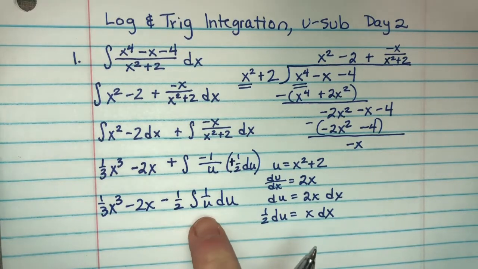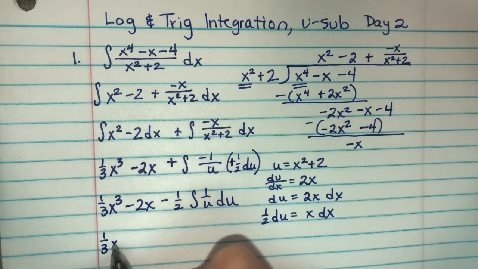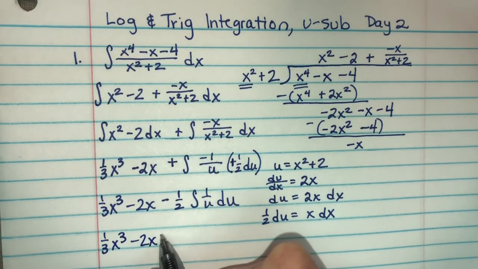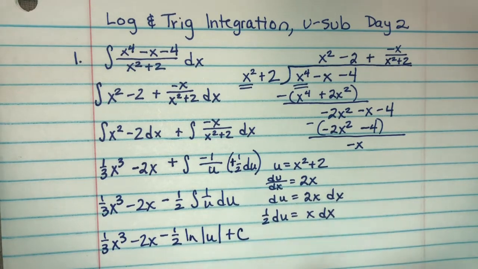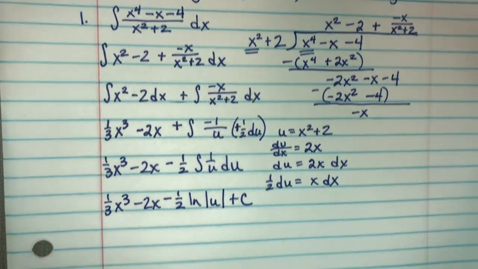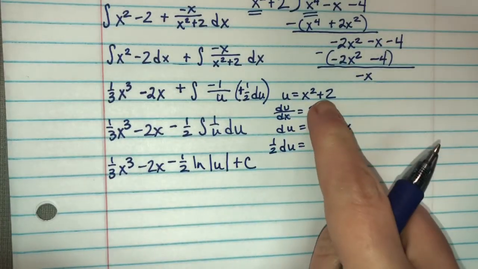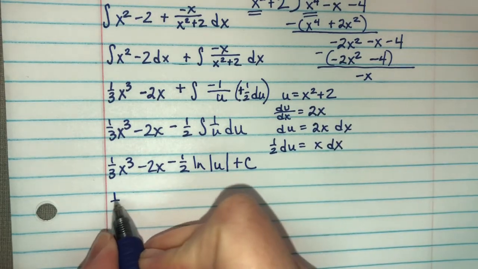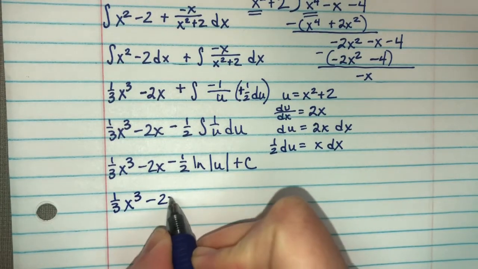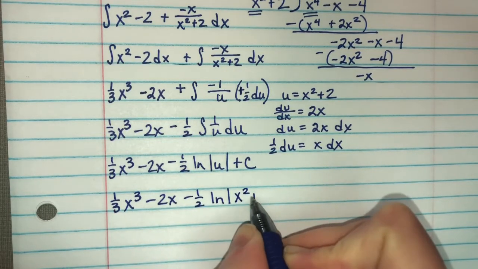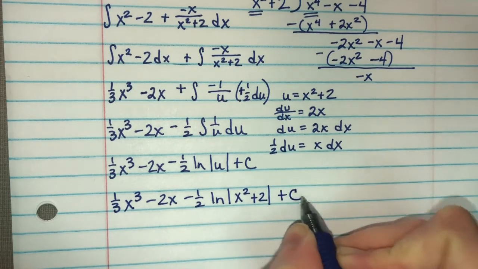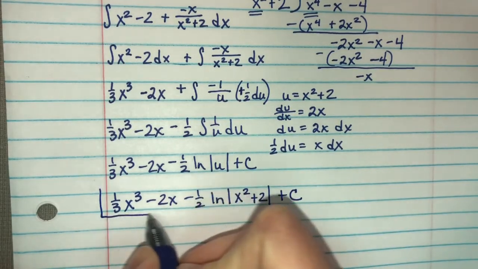And the integral of 1 over u is one of your note cards. That is the natural log of the absolute value of u. So it's going to be 1/3 x cubed minus 2x minus 1/2 natural log absolute value of u plus c. And now the last step is we're going to take out the u and replace it with what u equaled here. So 1/3 x cubed minus 2x minus 1/2 natural log absolute value x squared plus 2, and then plus c. That's the answer to this problem.